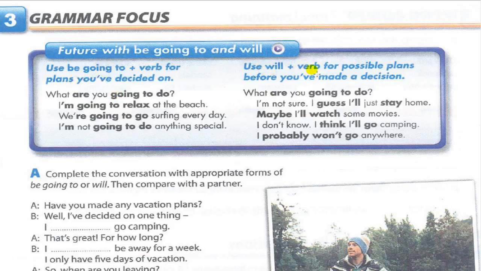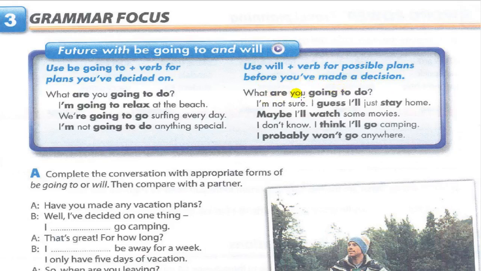Well, we use will plus verb for possible plans. Possible plans, maybe, I'm not sure. Here, we're not sure. Possible plans, before you've made a decision. So I didn't make a decision.